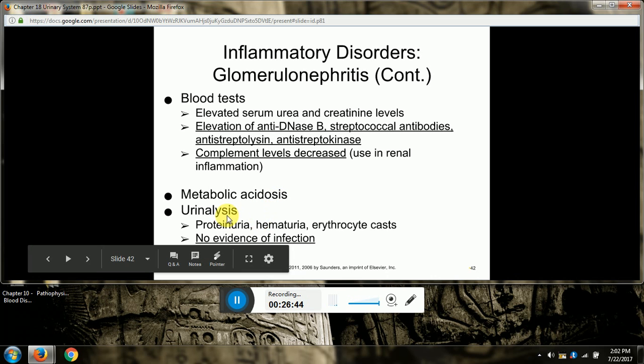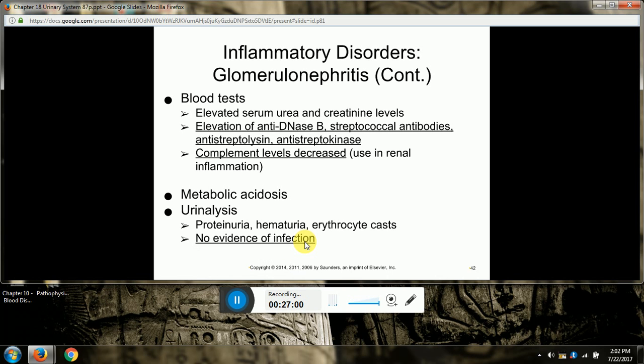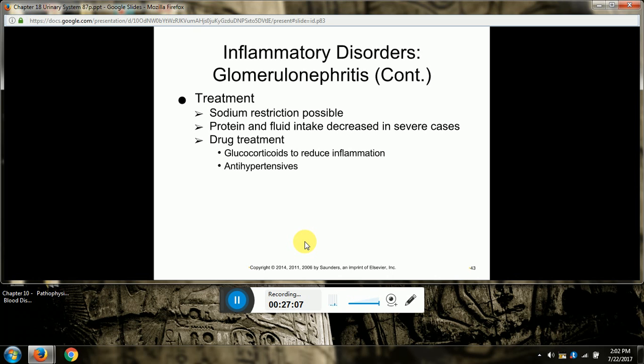Upon urine analysis, there's lots of protein, there's lots of blood, and then there's lots of casts, erythrocyte casts. But there's no evidence of infection, so what you are not going to find would be bacteria. You're not going to find pus in urine or any other evidence of infection in urine. In order to treat, remember these individuals are unable to get rid of any extra water, so you want to make sure that they're not trapping more water, so you reduce or even stop sodium in their diet totally. You want to decrease their protein and fluid intakes.